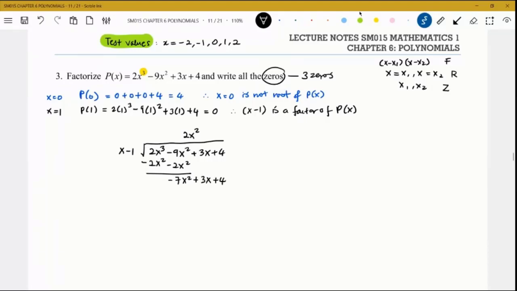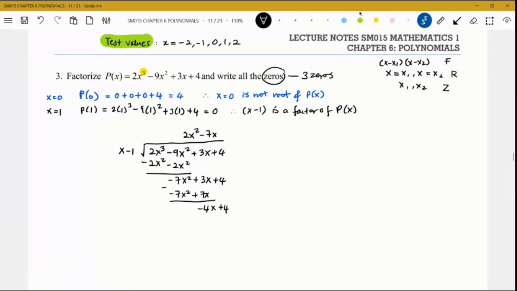Okay, to cancel out the negative 7x squared, we multiply with negative 7x. So negative 7x multiplied with the negative 1 will be positive 7x. The operation outside is minus. So 3 minus 7 will be negative 4x plus 4.